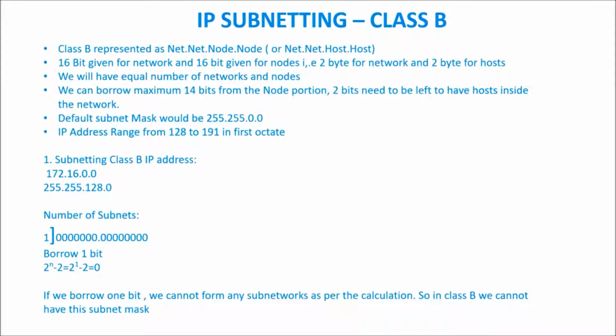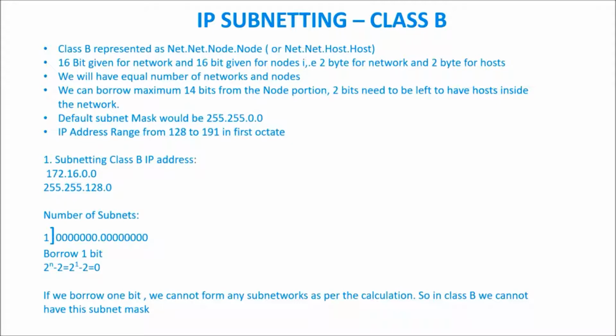So coming back to class B, as I discussed in part one, we need to remember the subnet table. Borrowing bits is very important. Based on the number of bits we borrow, the subnet mask may vary. So it starts with 128, then 192, 224, 240, 248, 252, 254, 255. This table you have to remember so that you can make this calculation very easy.